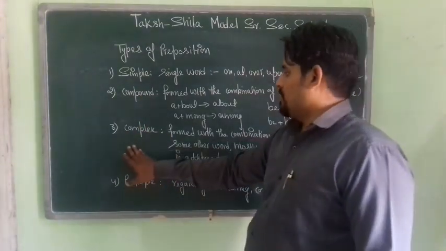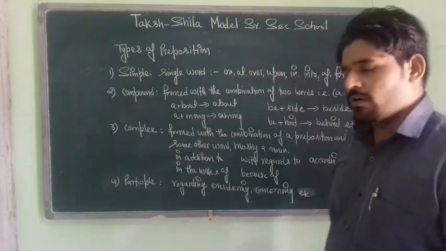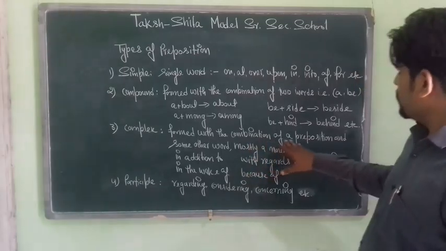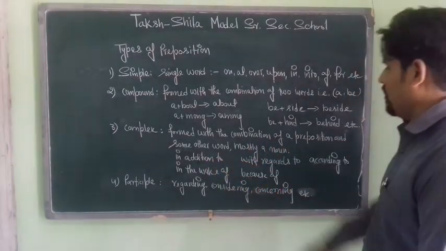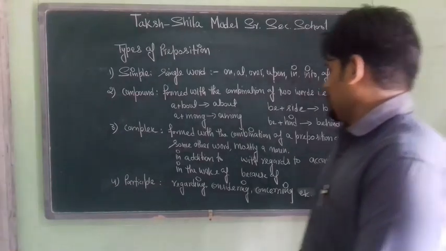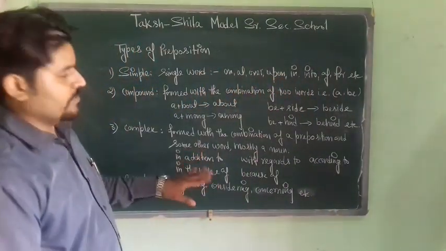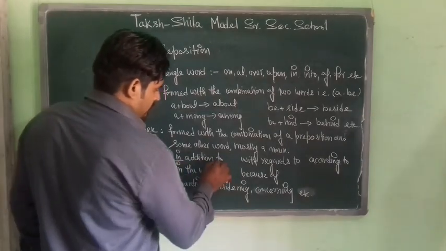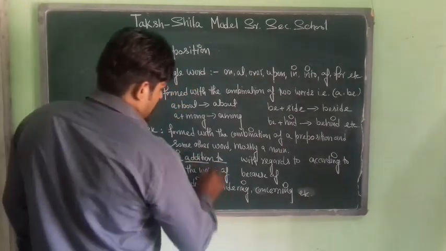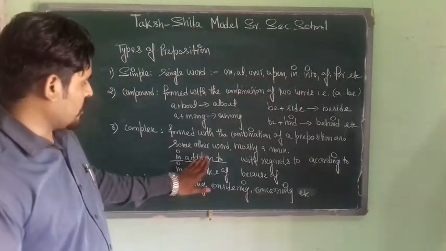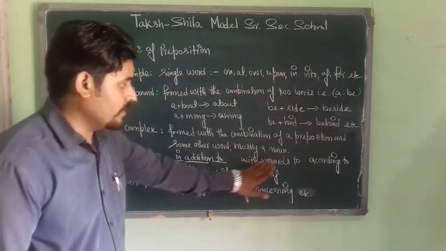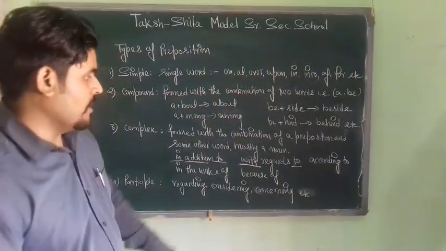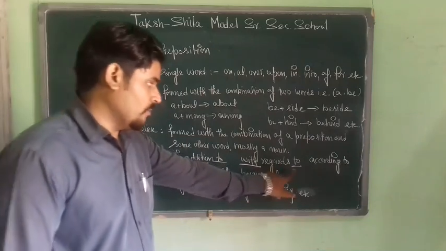Then there comes the third type, which is called a complex preposition. What is a complex preposition? A complex preposition is formed with the combination of a preposition and some other word, mostly a noun, right? For example, in addition to. Here in and to are both prepositions, and addition is a noun. So this is called a complex preposition. In addition to, with regards to: here with and to are both prepositions, and regards is a noun.